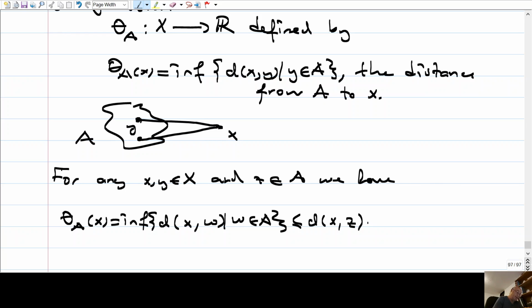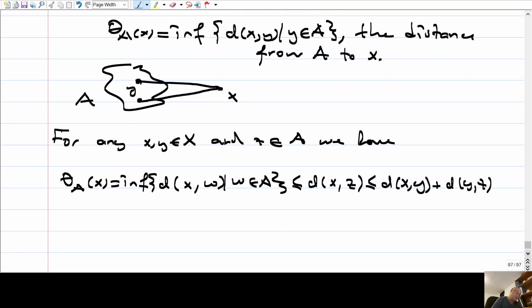But this is less than or equal to d(x,y) plus d(y,z) by the triangle inequality. The first is just the definition of infimum, and the last inequality is the triangle inequality, right? Now from this we get theta_A(x) is less than or equal to d(x,y) plus d(y,z).